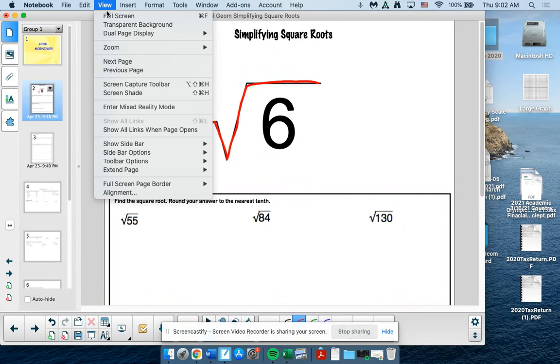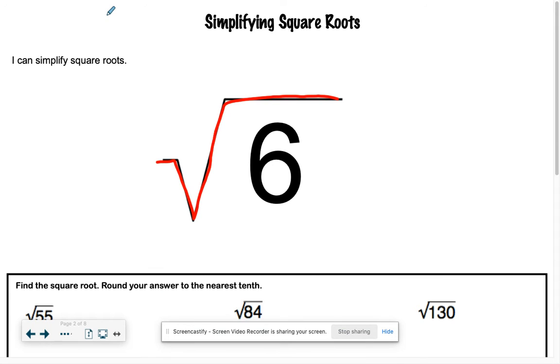Or a cubed root. Is that the one with like the little X on it? So yeah, the cubed root would have a little 3 here. But the actual symbol itself is called a radical. It's a radical.